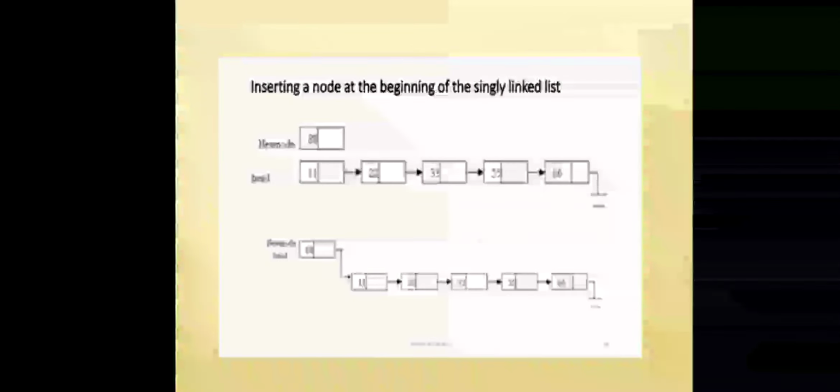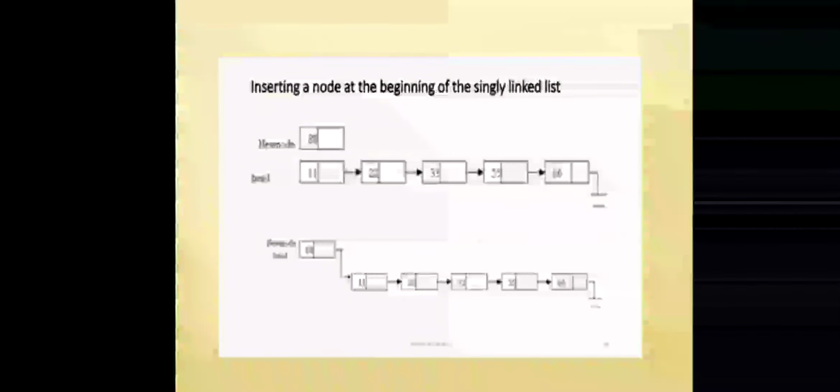This is an example of how to insert a new node at the beginning. Before, we have seen how it looks in the linked list, and after inserting a new node, it is as shown in the figure.